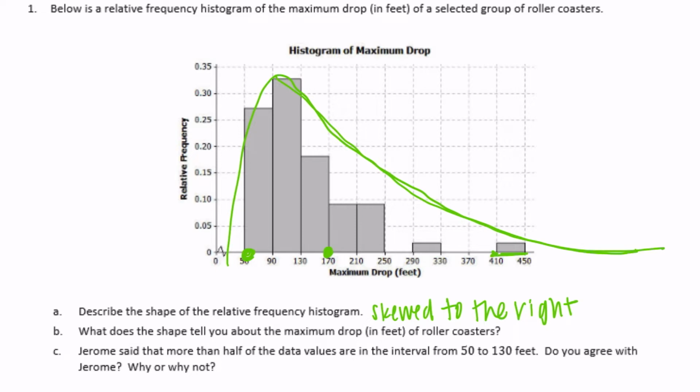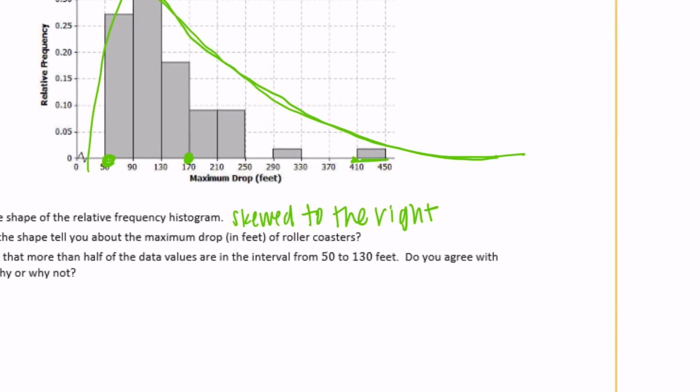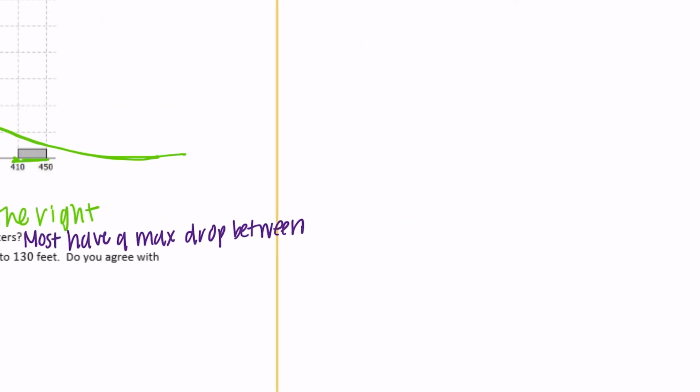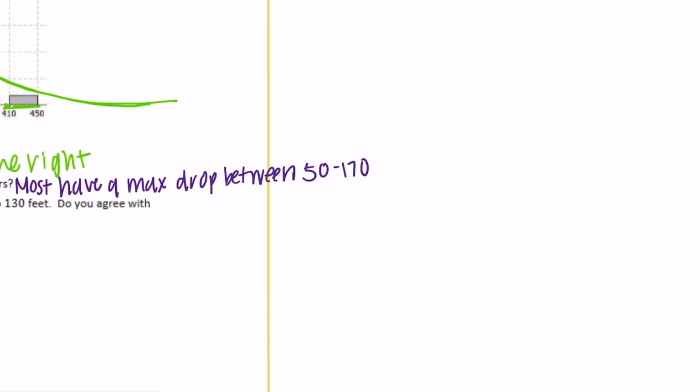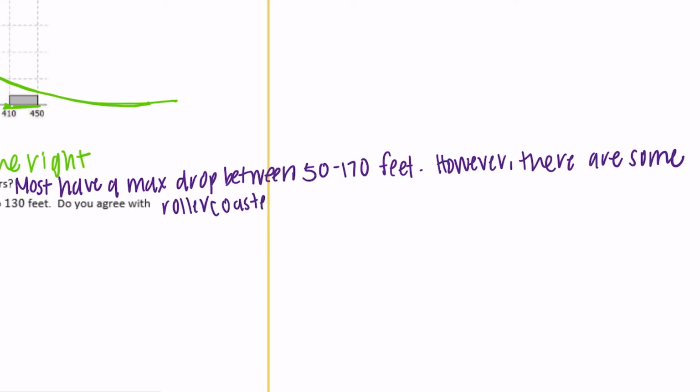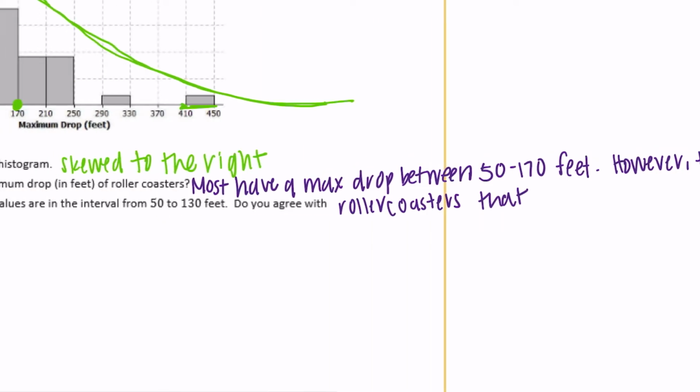So let's say most have a maximum drop between 50 to 170. Is that feet? Let's see. Yeah, feet. There are some, however, there are some roller coasters that have a drop of up to, so we could say up to 450 feet.